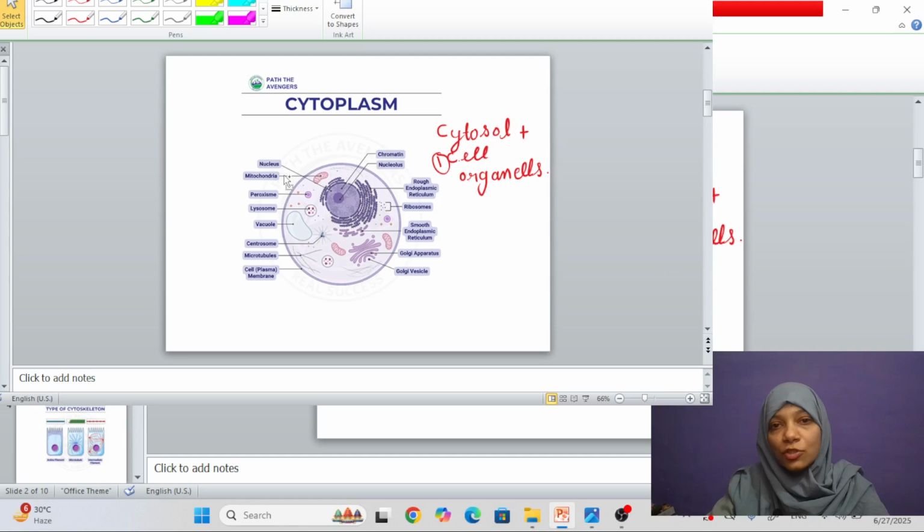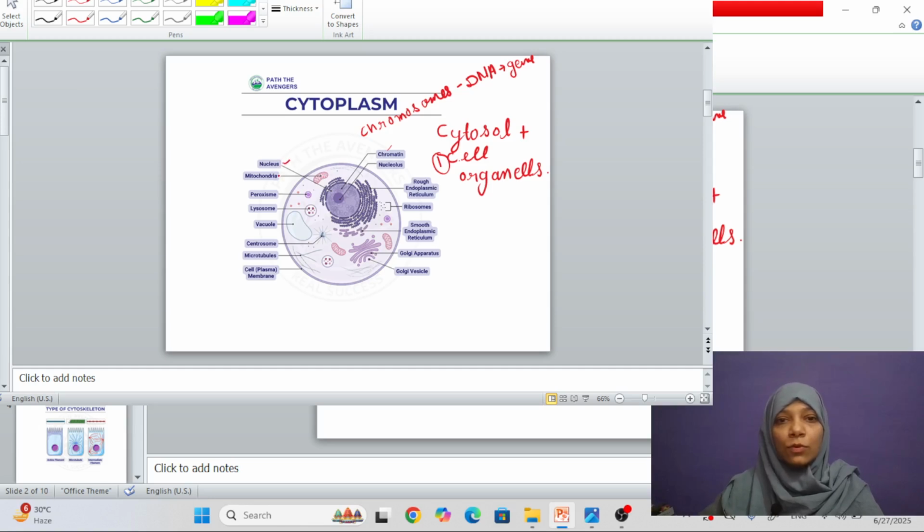If we look at this whole structure, it contains the nucleus inside, in the middle. Then there is some chromatin. This is also called chromosomes, or DNA, or genes. This is the structure of the nucleus.